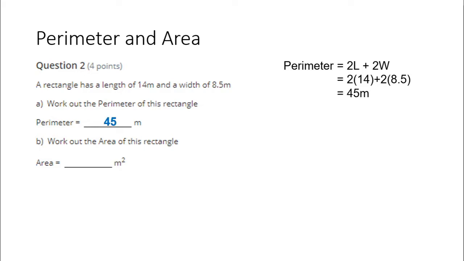Work out the area of this rectangle. Okay, remember the area of a rectangle is length times width. We are given both the length and width, so it's going to be 14 times 8.5, which is 119 meters squared.